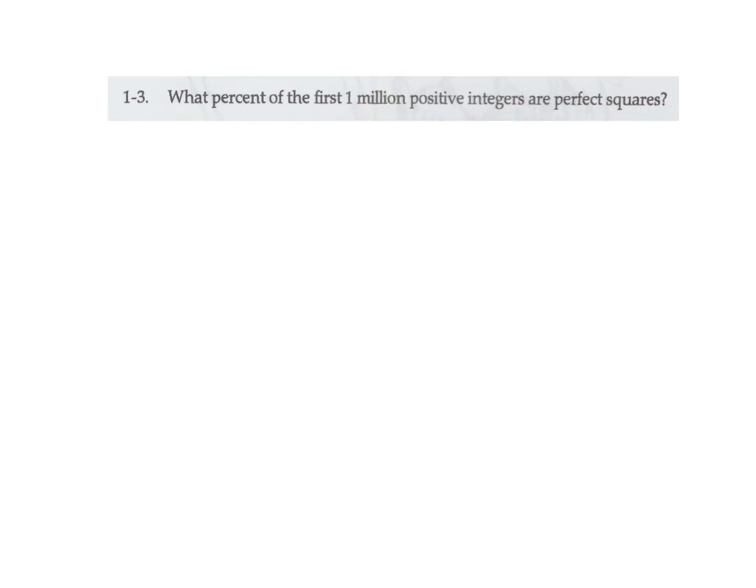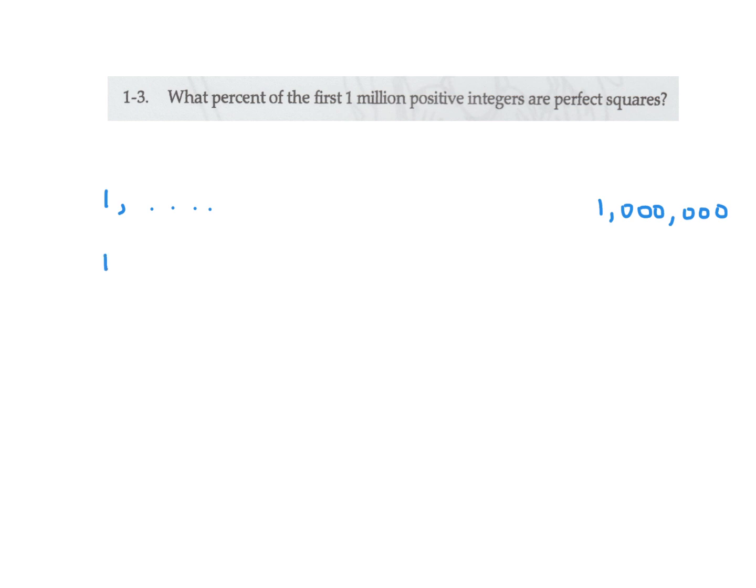What percent of the first 1 million positive integers are perfect squares? So we have 1, the first number, and then all the way till 1 million. And they're saying how many of them are perfect squares. All right, well, first of all, let's talk about some of the perfect squares.